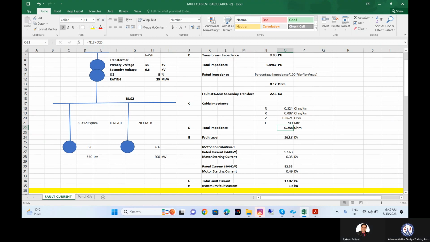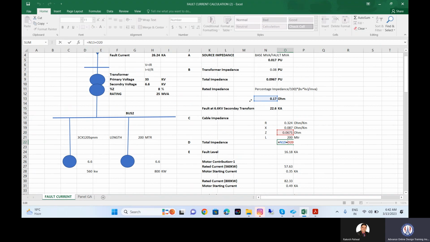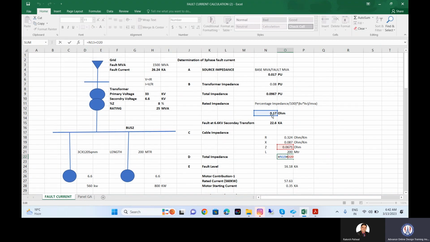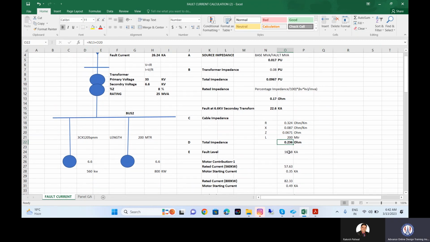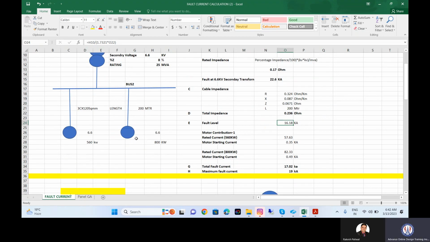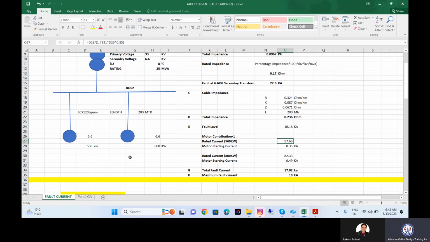So all the impedances are added: this is the source impedance and transformer impedance, and this is the cable impedance. So the fault current value at this location is coming VF over root 3 Z. Okay, 16.18. Now I will add the motor contribution. So the concept is clear.